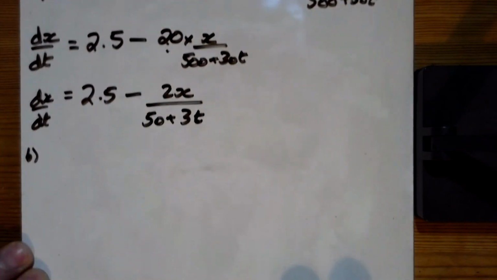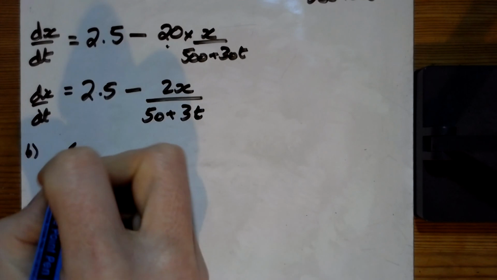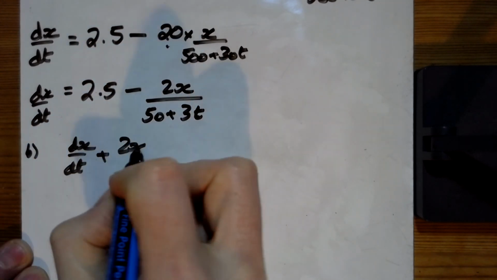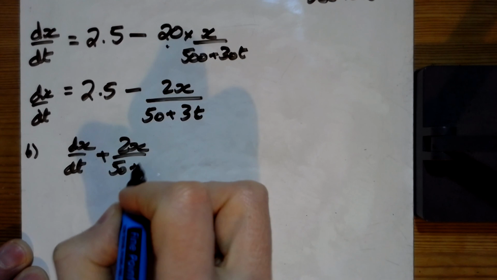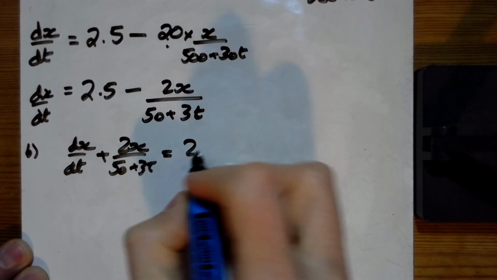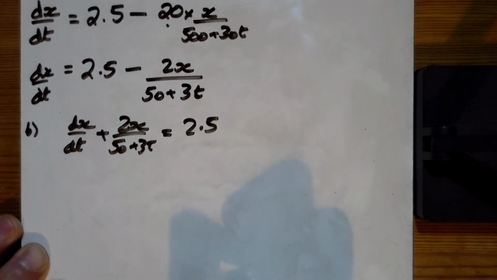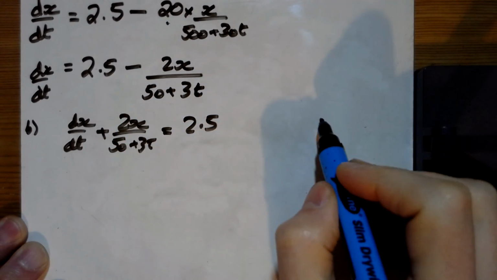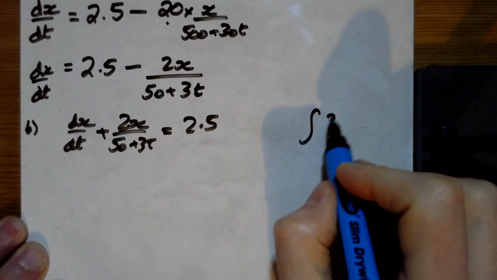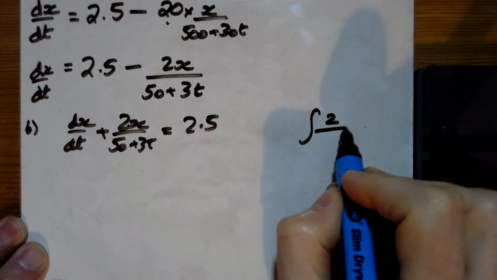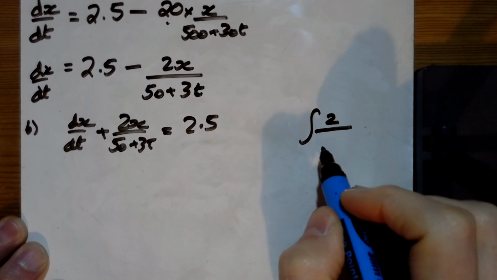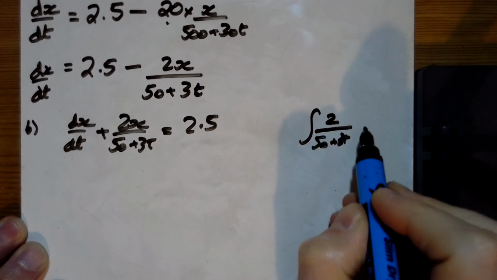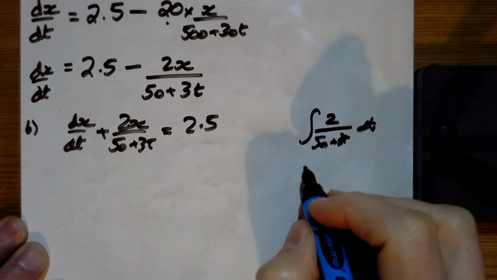So this is a first order differential equation, isn't it? I've just got dx by dt plus 2x over 50 plus 3t equals 2.5. It's not separable variables, though. It's an integrating factor, and we're going to integrate 2 over 50 plus 3t, aren't we? dt. So what does that integrate to give?